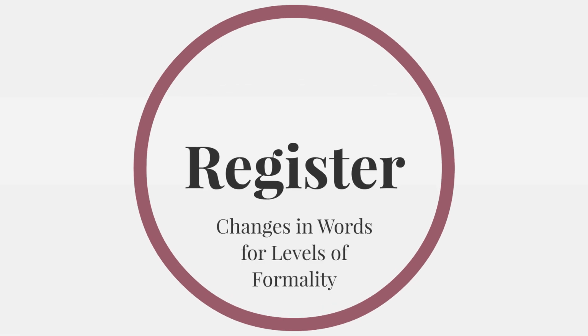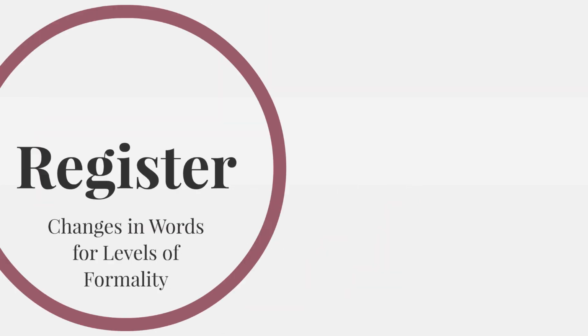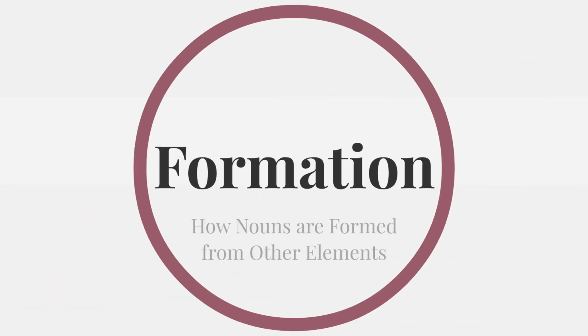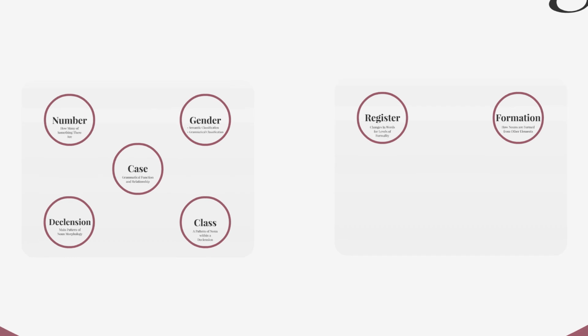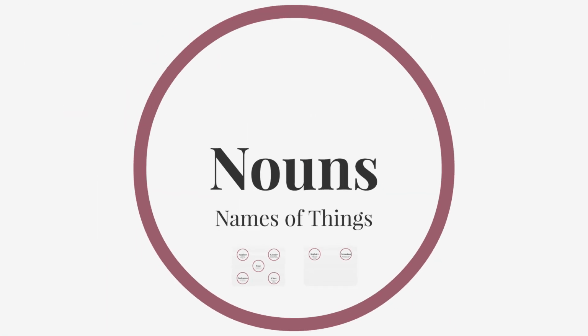We also need to consider the concept of register, how words change for differences in formality. This is particularly important for languages like Japanese, where the noun used may be completely different in formal versus informal situations. Finally, we can also consider formation patterns, and how nouns are formed out of other elements, like verbs and adjectives. All of these components make up the nominal system of a language.